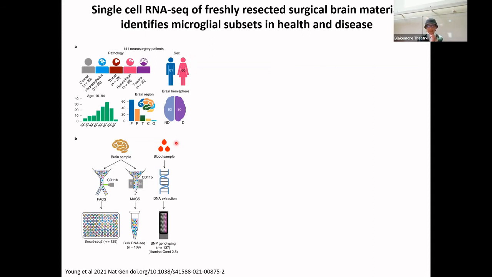So this is the most recent study that's been published, to my knowledge, and it's used neurosurgery patient material, so really rapid processing of the samples, and from an impressively large number of neurosurgery patients, given the difficulty in obtaining these samples. Taking the bits of the brain that are surplus in these neurosurgery samples, and they're very small, they can isolate the CD11B cells, which are the microglia, by FACS sorting, and do single cell RNA-seq from them.